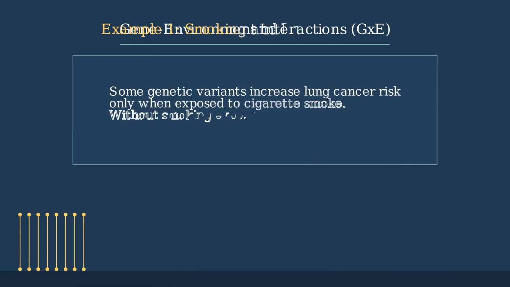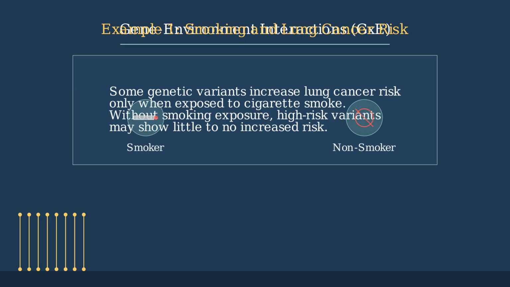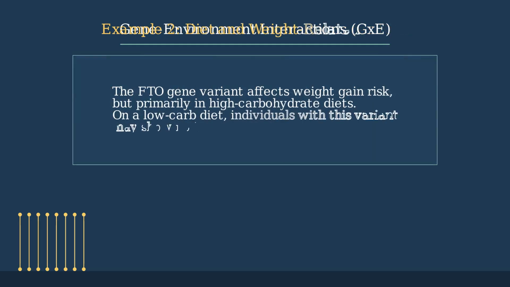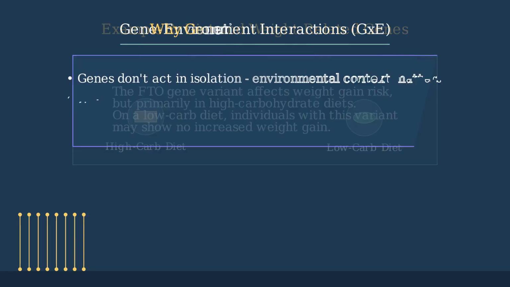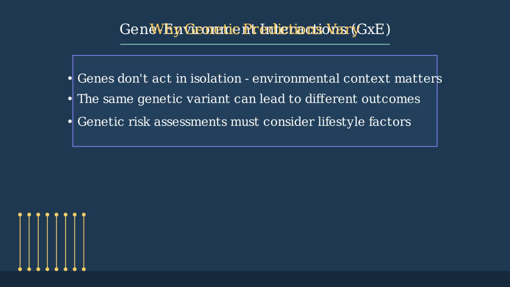Let's look at our first example, smoking and lung cancer risk. Some genetic variants significantly increase cancer risk in smokers, but show little effect in non-smokers. Our second example involves diet and weight-related genes. The FTO gene variant has been linked to obesity, but its effects can be neutralized by dietary choices. These examples help explain why genetic risk factors don't always lead to predicted outcomes.